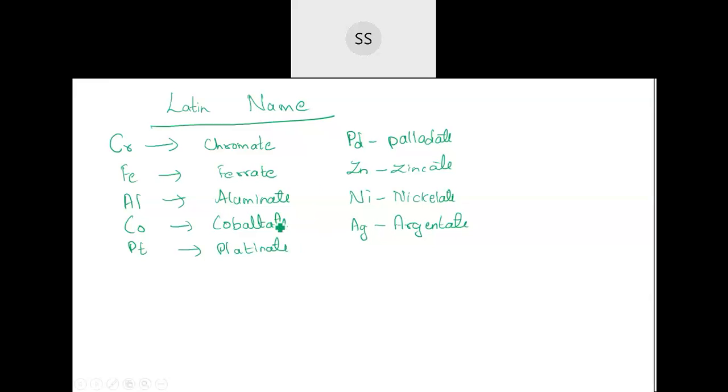Okay, so you will be revolving around only these complexes. So I've given all these names. You can quickly copy it down, then I'll give you the problem based on it.